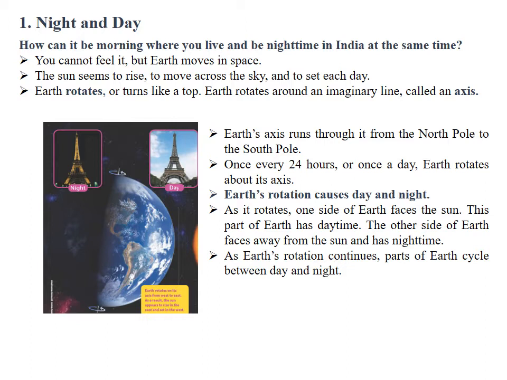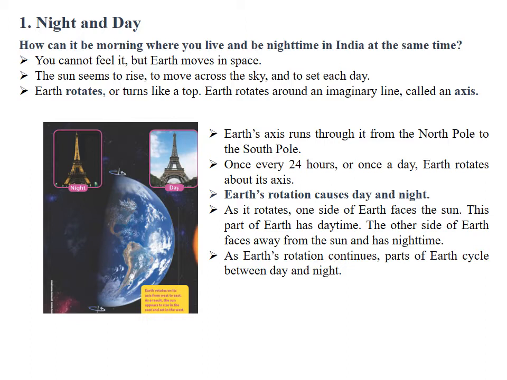Earth rotates around an imaginary line called an axis. Earth's axis runs through it from the North Pole to the South Pole. Once every 24 hours, which means once a day, Earth rotates about its axis. And Earth's rotation causes day and night.